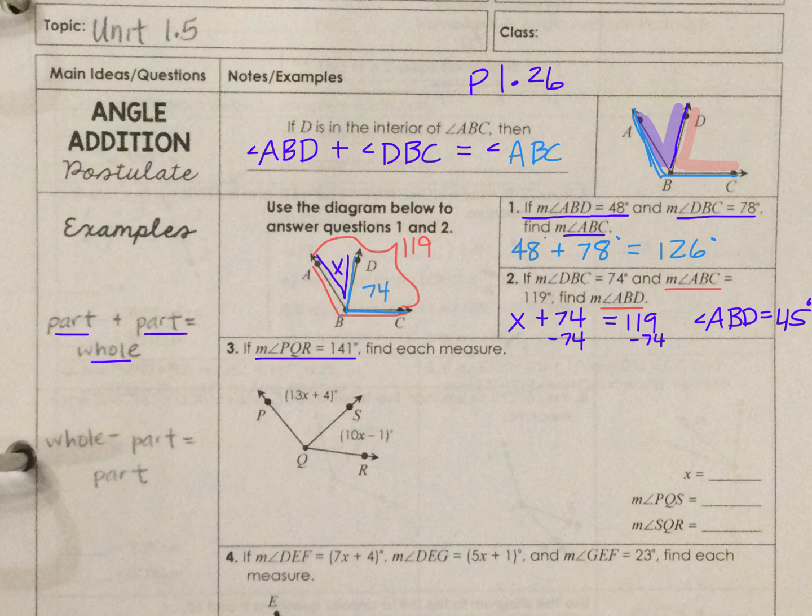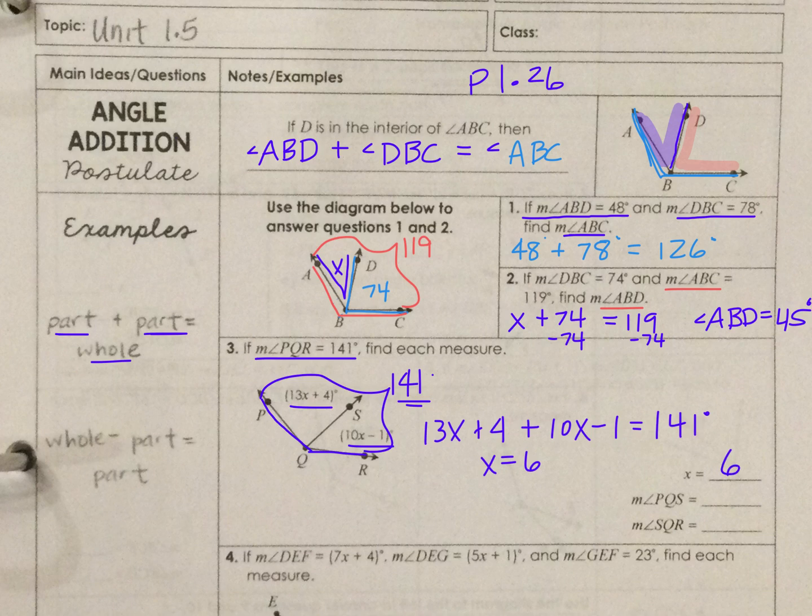All right, same thing here. If PQR is 114, PQR, so that's the whole thing, 141. So how do I do this? I take my first part, 13x plus 4, plus my second part, 10x minus 1 equals the whole thing, 141. Type that in the equations app and you will get x equals 6.